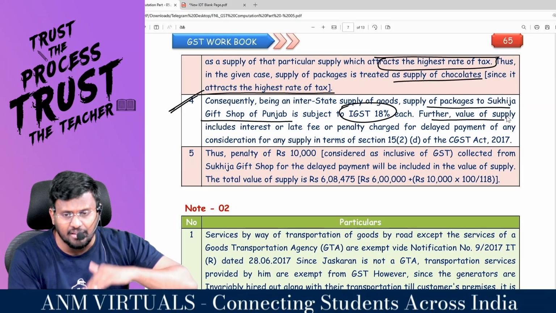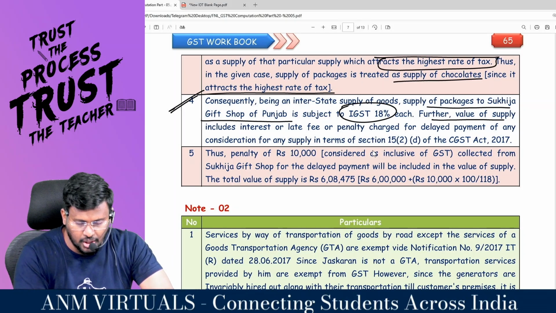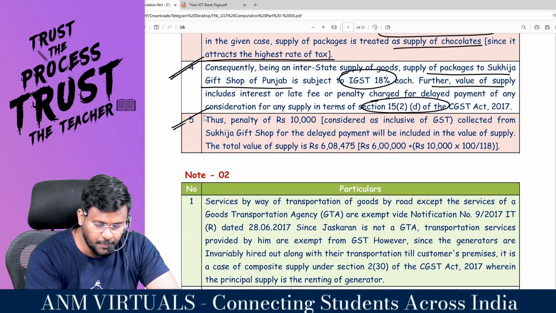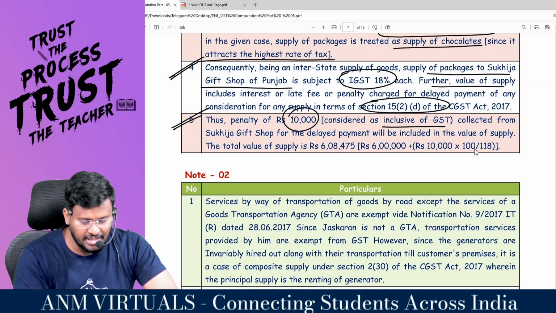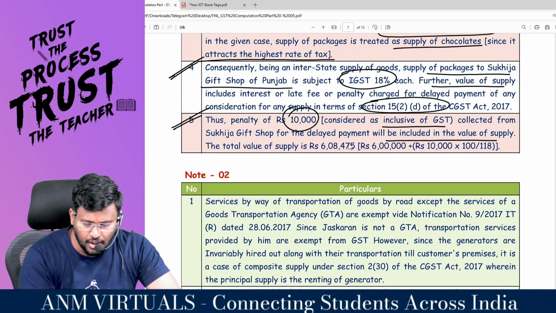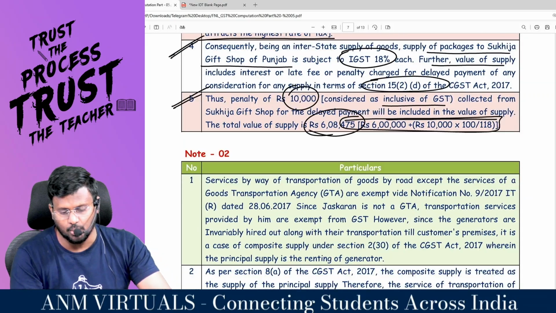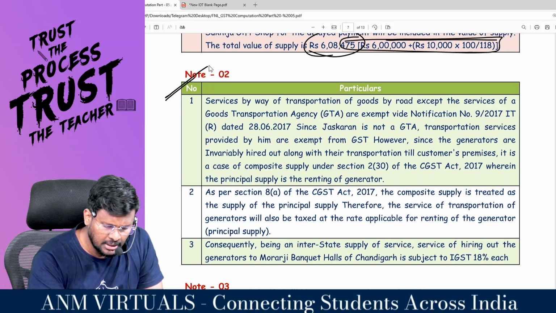Further, value of supply includes interest or late fee or penalty charged for delayed payment of any consideration for any supply, in terms of section 15 subsection 2 clause (d). This penalty of 10,000, considered as inclusive of GST, collected from Yes Gift Shop for delayed payment will be included in the value of supply. Total value of supply will be 6 lakh plus 10,000 divided by 118 into 100, which comes to 6 lakh 8,475. Comfortable? Coming to note number 2.